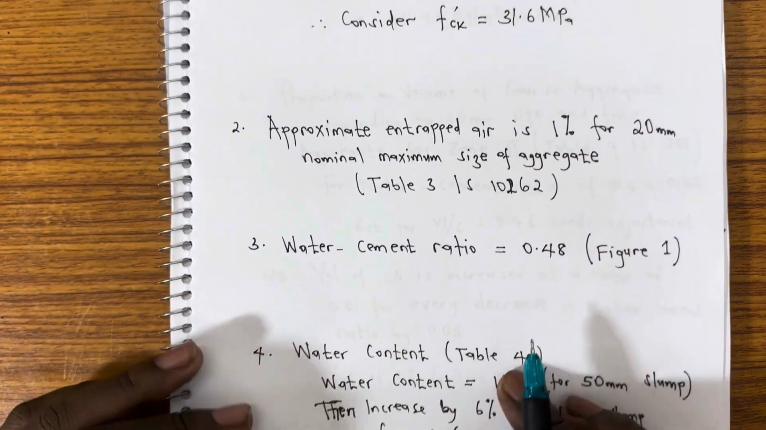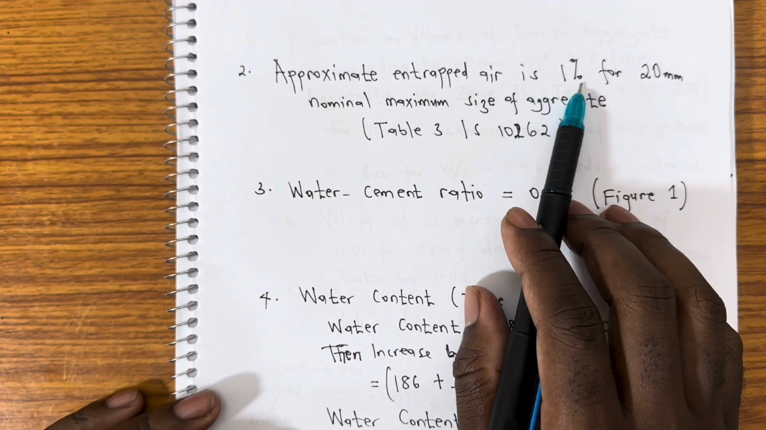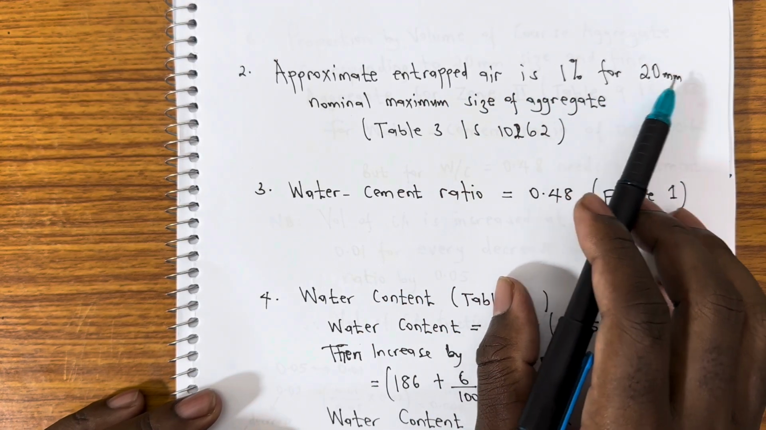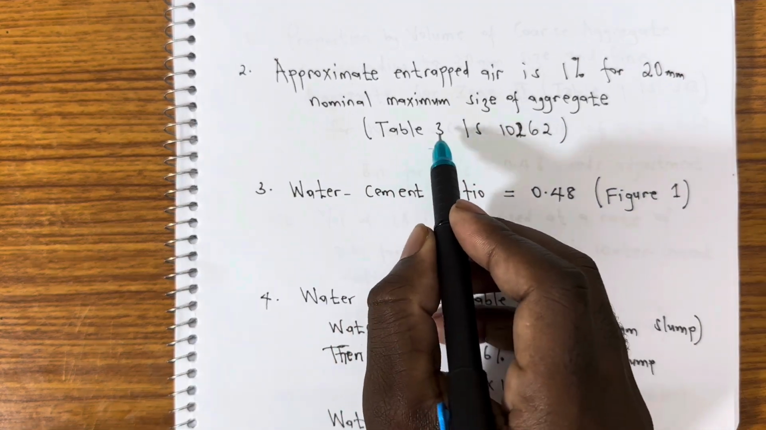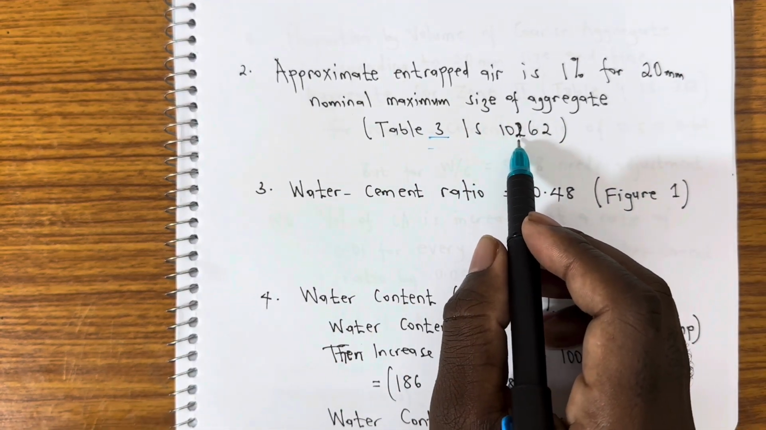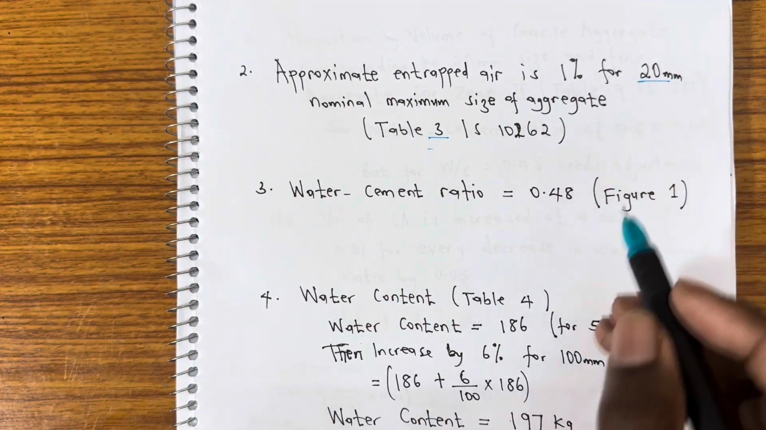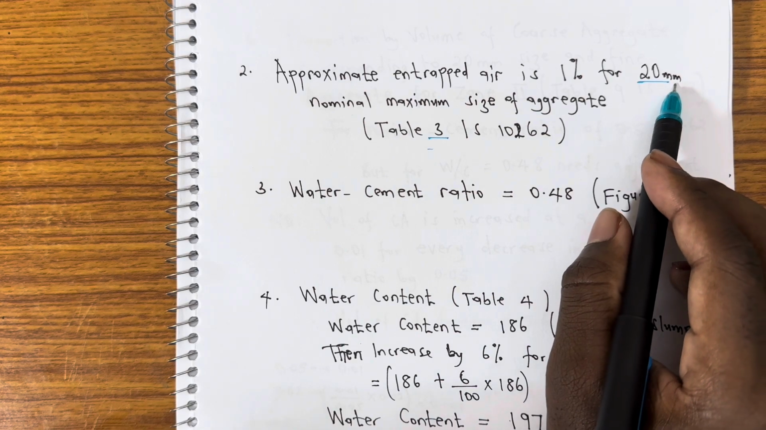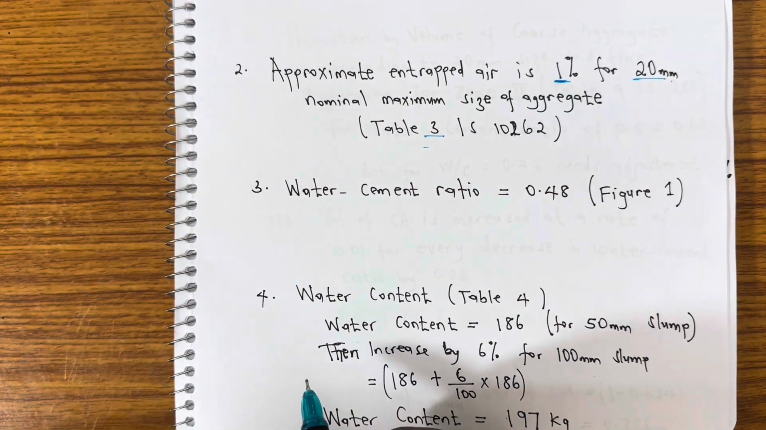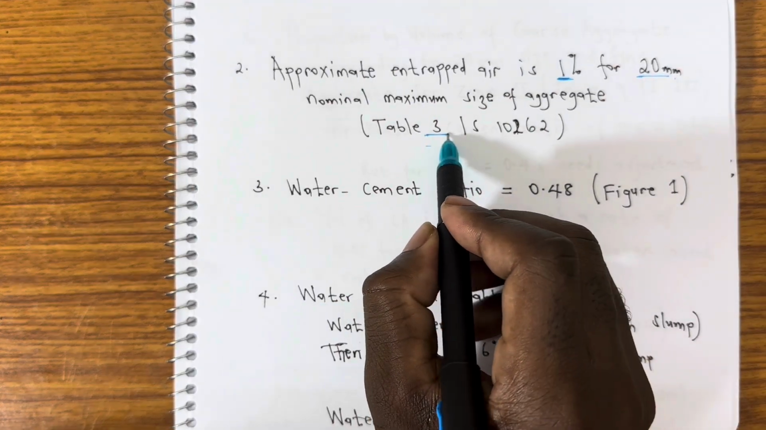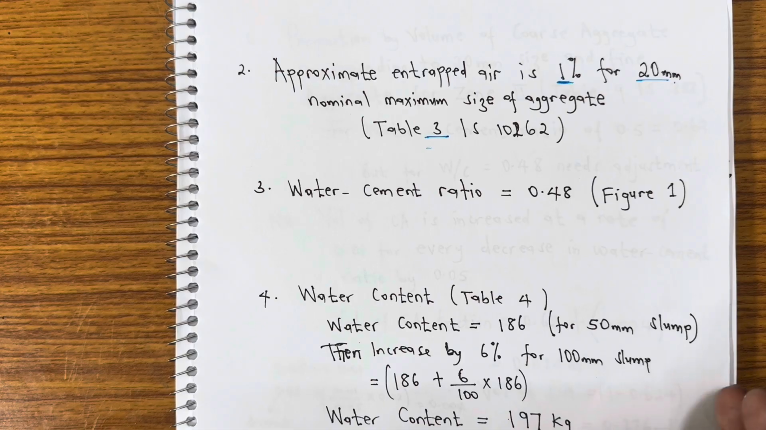Now, the second portion says approximate entrapped air is 1% for 20 mm nominal maximum size of aggregate, and this is according to table 3 of IS 10262. So in table 3, when your maximum size of aggregate is 20 mm, the entrapped air is only 1%. Also take note, take this reading from table 3 and you find it's 1%. It varies. If it is 40 mm, it also varies.